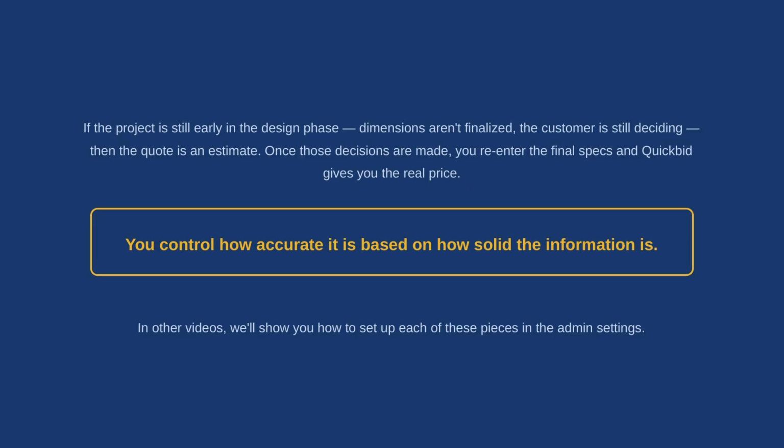Now, if the project is still early in the design phase, dimensions aren't finalized, the customer is still deciding on styles or materials, then yes, the quote is an estimate, but that's not a limitation of Quickbid. That's just the nature of the project. Once those decisions are made, you re-enter the final specs and Quickbid gives you the real price. You control how accurate it is based on how solid the information is. That's how Quickbid calculates your prices. In other videos, we'll show you exactly how to set up each of these pieces in the admin settings.